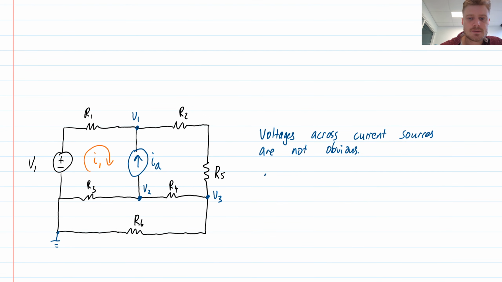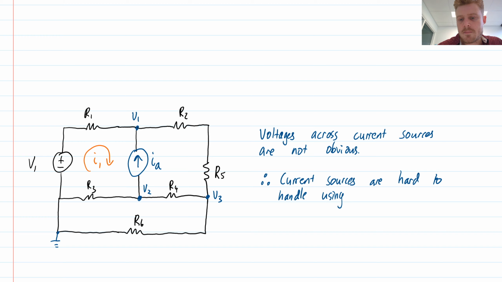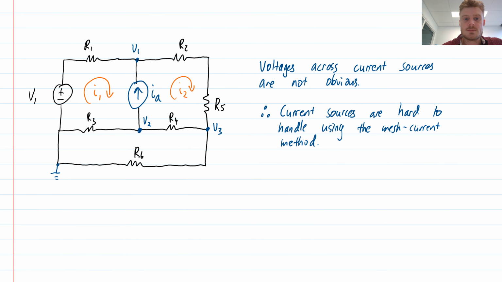So as a result, current sources are hard to handle using the mesh current method. Now, I should point out this is only if you have a current source that is shared between two meshes. This problem only arises because the current source here contributes to both meshes.